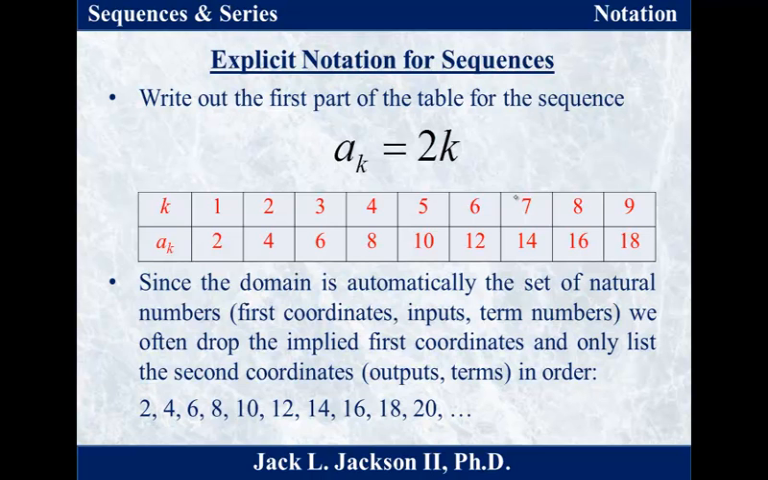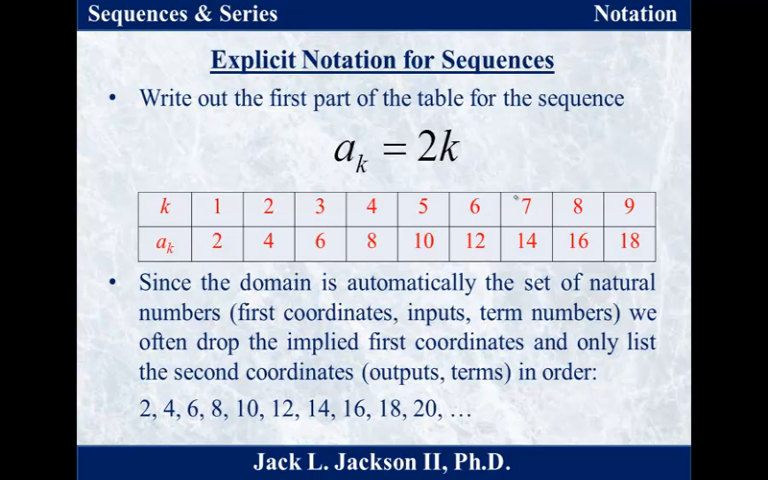Now, since the domain is automatic, if I did another sequence, we wouldn't have to redo the first line because it's automatically the same. We just have to replace the appropriate things in the second line, no matter what this sequence is. As soon as it's a sequence, it automatically has this same domain. So sometimes we'll not even write the first line, and instead of writing it in a table, we'll just separate the terms, that is the outputs, with commas. And so you might see this sequence written as 2, comma 4, comma 6, comma 8, and so forth. And we'll see it written that way.